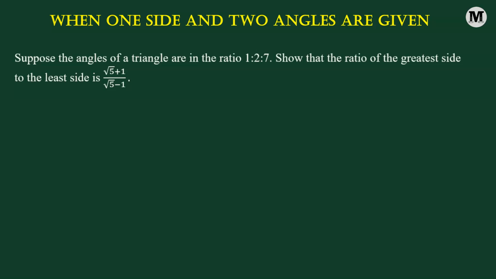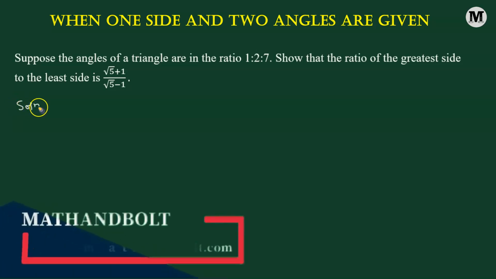Suppose the angles of a triangle are in the ratio 1:2:7. Show that the ratio of the greatest side to that of the least side is given by (√5 + 1)/(√5 - 1). Okay, let us begin. So here let's try to understand the problem graphically.